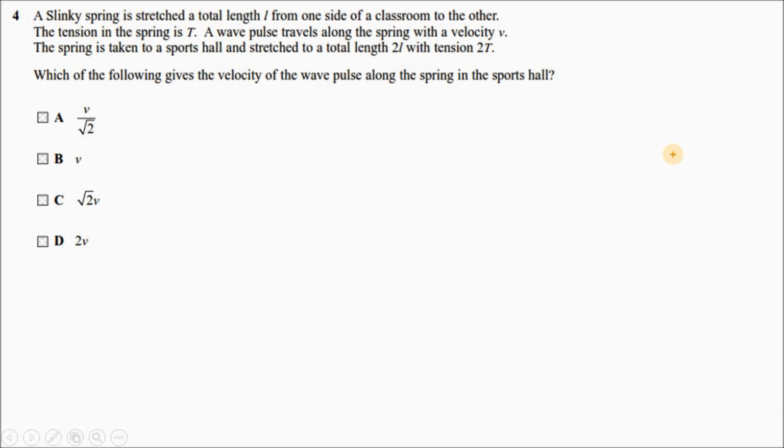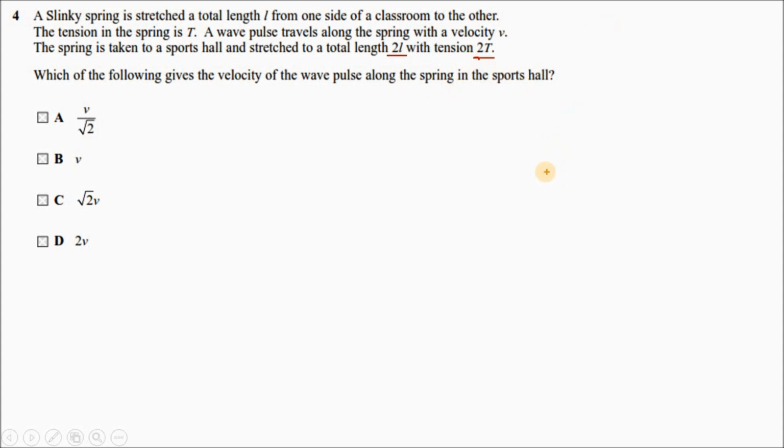Question number 4. A slinky spring is stretched a total length L from one side of a classroom to the other. The tension in the spring is T. A wave pulse travels along the spring with the velocity V. The spring is taken to a sports hall and stretched to a total length of 2L. Length is double, and the tension is also double. Which of the following gives velocity of the wave pulse along the spring?